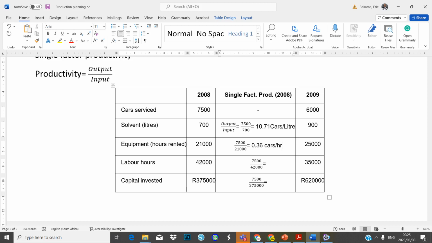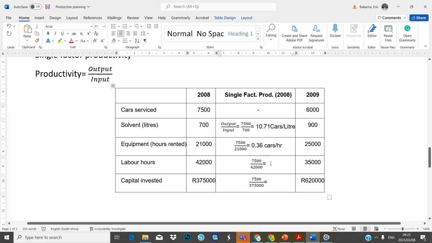Well, in an hour you just take that value and you multiply it by... not in an hour, in a day. Let's say the company works a day of 8 hours, so 0.36 times 8. It means that in a day the company can only service 2.8 or 3 cars using those equipment.